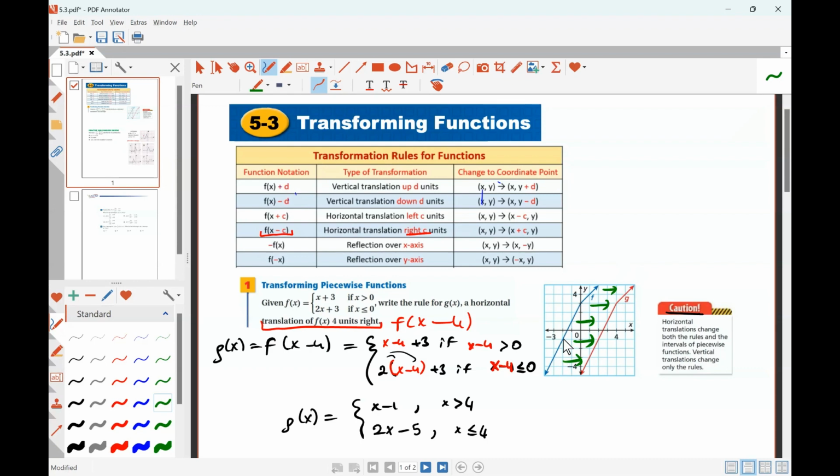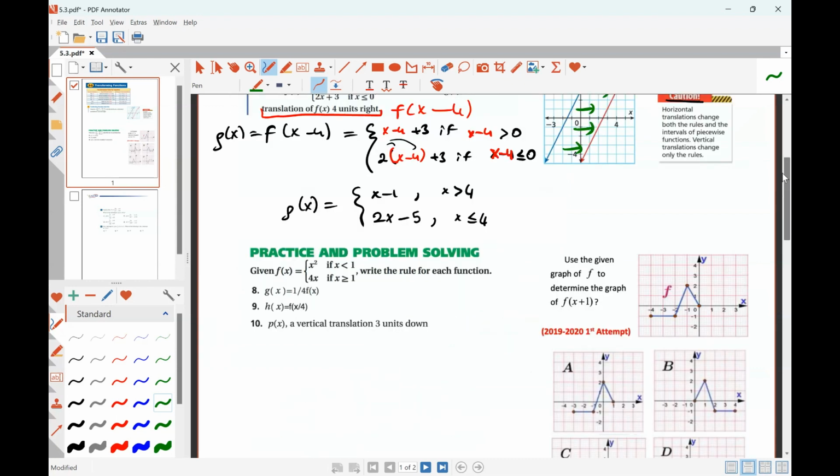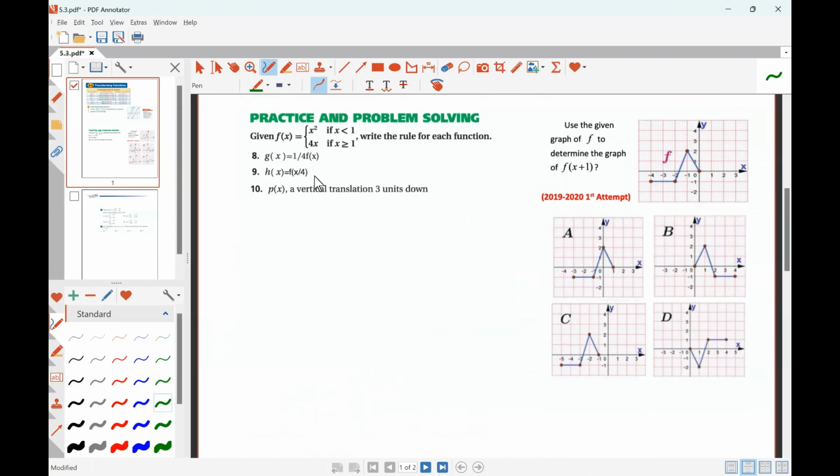So let's take a look at some more examples involving not only translation but also compress and stretch. So 1 over 4 of f of x. Write the new function when f of x is given as this piecewise function. So question 8. Let me solve them one by one.